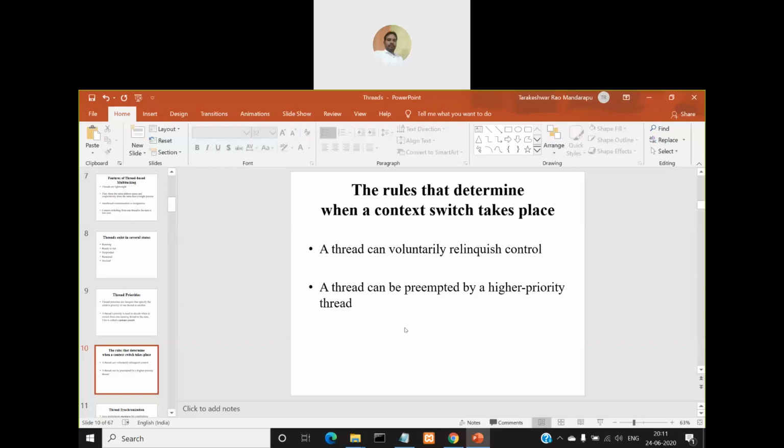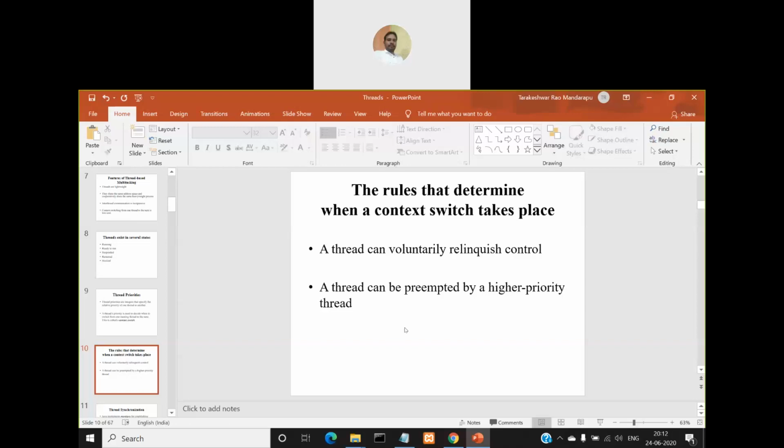Once their time slot is completed, these threads will voluntarily relinquish control. Relinquish means release control of the device that it is holding. For example, if it is holding the CPU, the thread has to release that CPU because its time is completed. It has to give a chance to another thread which is waiting in the queue. So this is when a thread can voluntarily relinquish control by itself, because its time slot is completed and it cannot continue anymore. This is one situation where a context switch takes place.